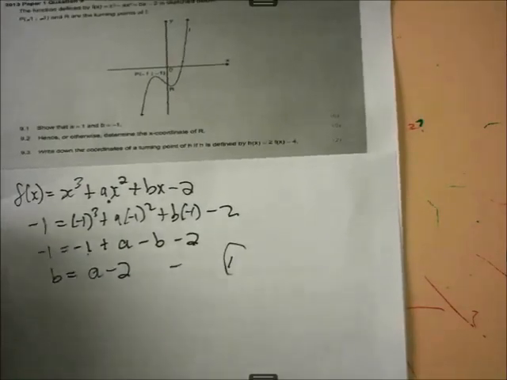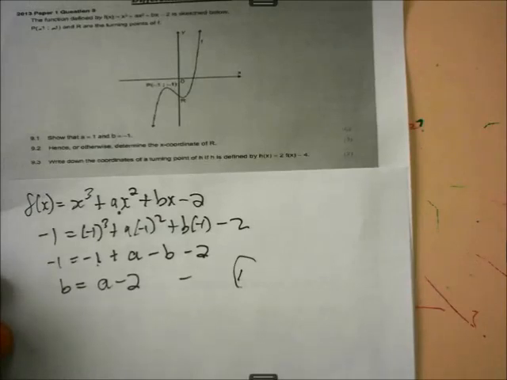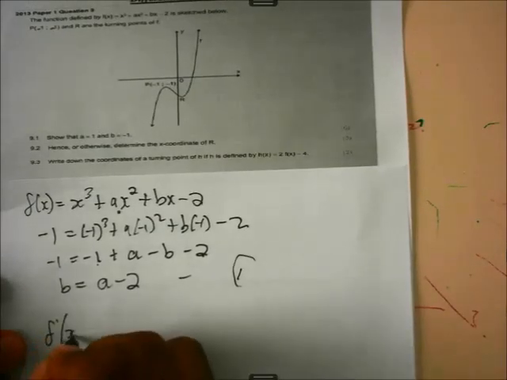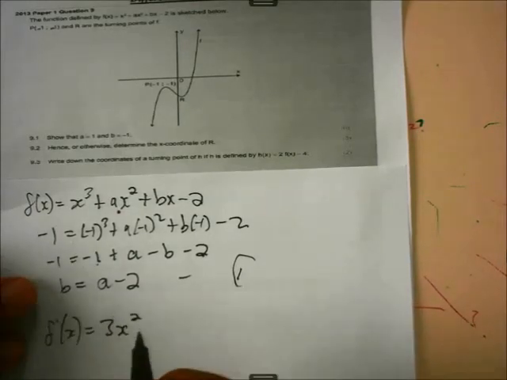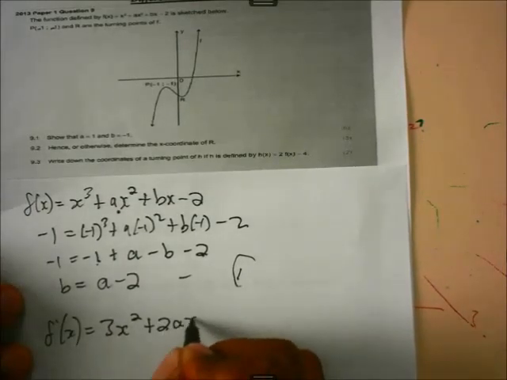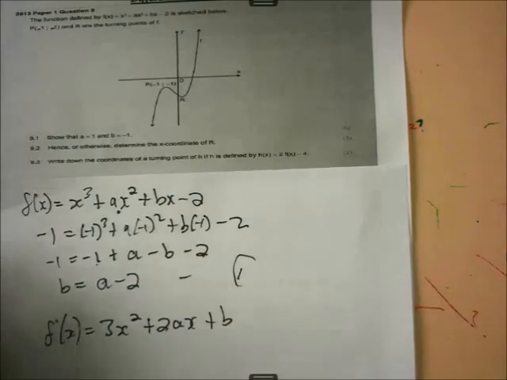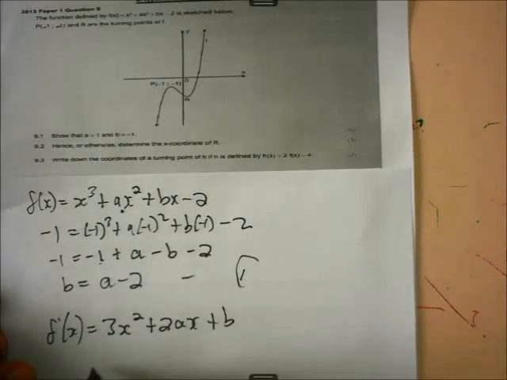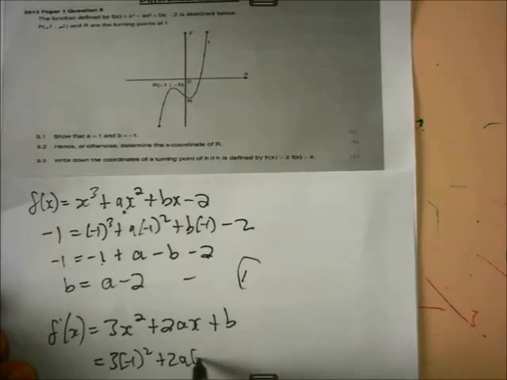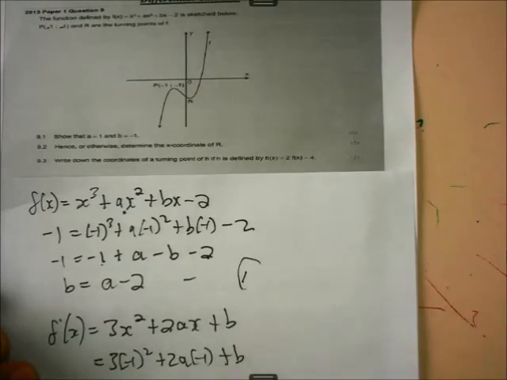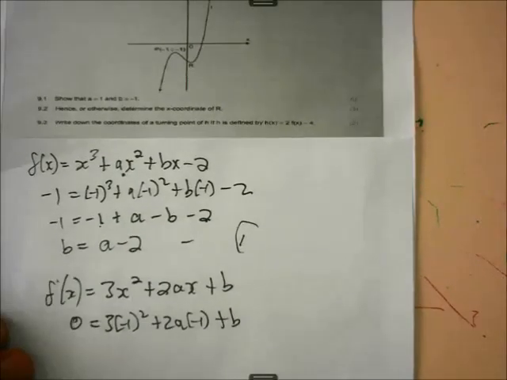Now the second thing that we know is, if we have the derivative f prime of x, which is equal to what? 3x squared plus 2ax plus b, right? If we take this one, we substitute what? We substitute minus 1 squared plus 2a times minus 1 plus b. If we substitute minus 1 in the derivative, then our derivative will be 0.